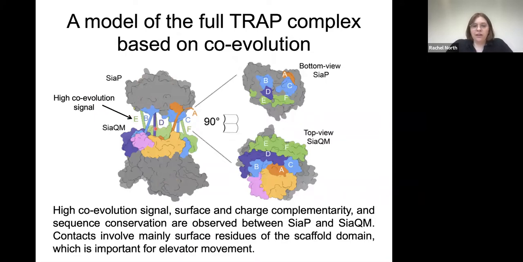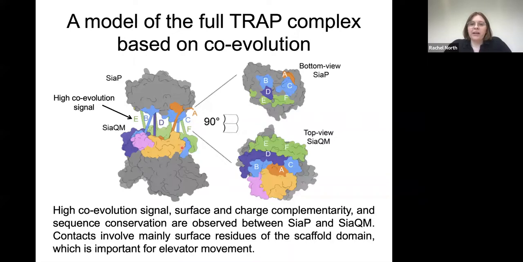And these rods over here, the colored rods, indicate high coevolution signal. And also the top of the SciQM here has a bowl-like shape. And then if you flip the SciP over and look at the bottom of that, you can see that it also has a complementary shape that would nicely fit over top of the SciQM.